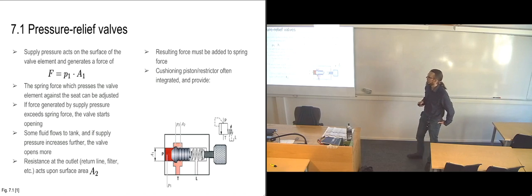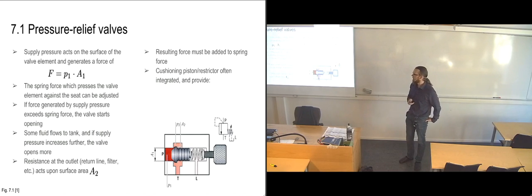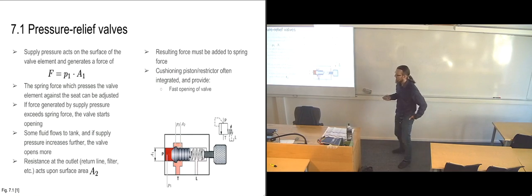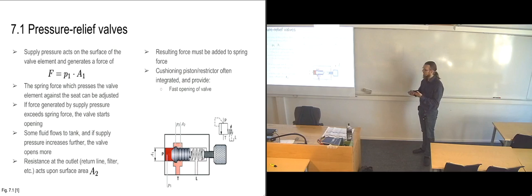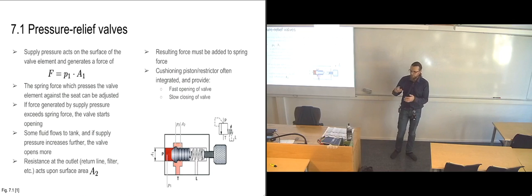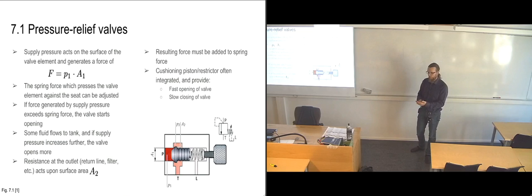And often there is some sort of cushioning parts integrated. And that is in order to make sure that the valve opens quickly, but doesn't necessarily open fully, so that it opens to allow some flow through very quickly, but then the rest of the movement is going to be a bit slower. And also it makes sure that when it's closing off, it doesn't get this abrupt stop, that it just slams the piston into place and then it's finished. So it's a slow movement of the piston back, and then the pressure is regulated to the correct level.